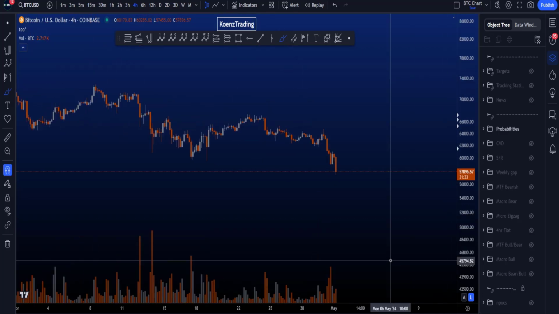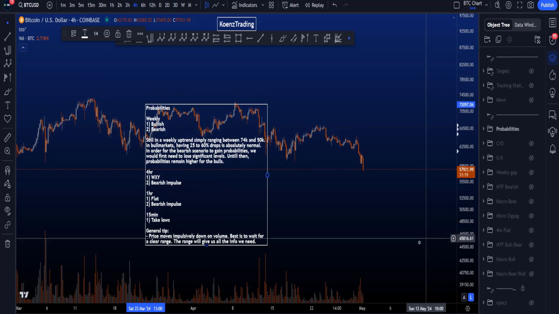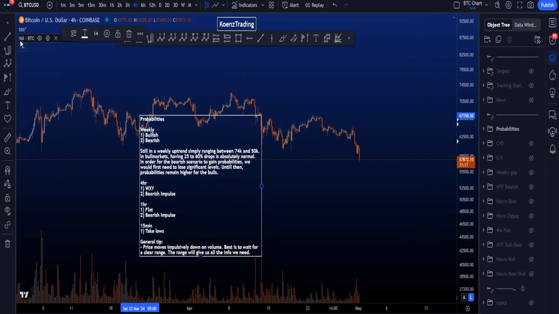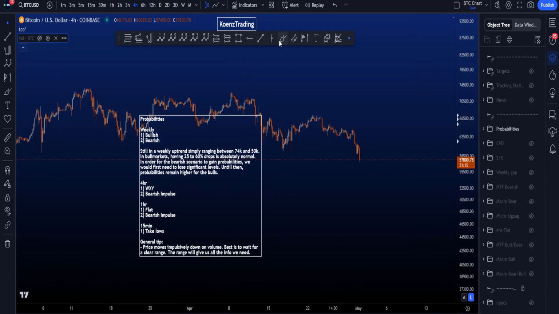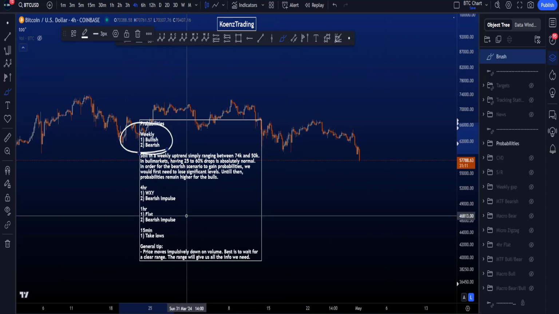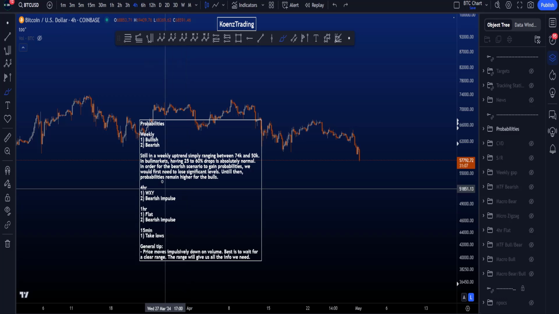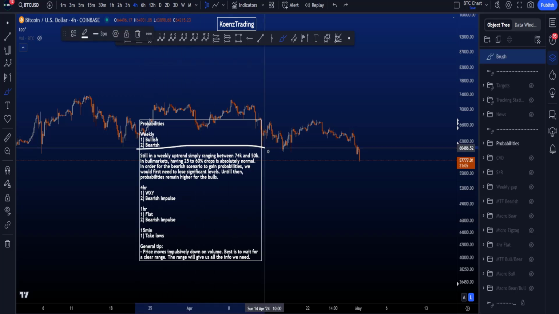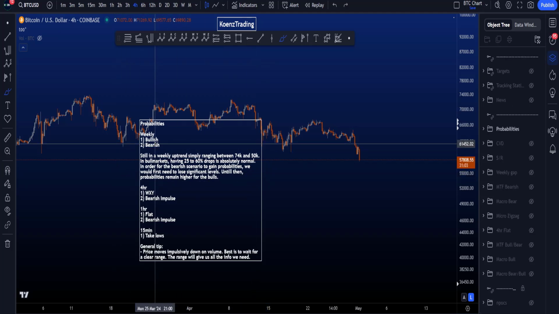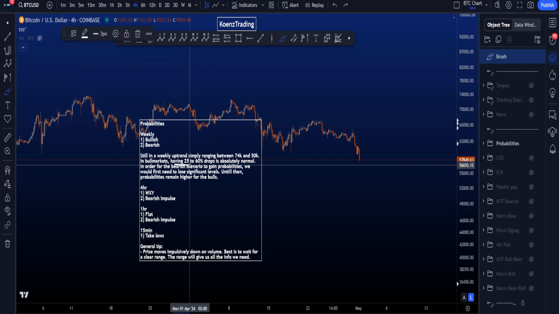So if we then go to the probabilities of the different scenarios, then as it stands on the weekly time frame, the probabilities remain higher for the two bullish scenarios, right? Either or. And on number 2, we have the bearish scenario. We are currently still in a weekly uptrend, simply ranging between 74 and 50k, and in bull markets, having 25 to 60% drops is absolutely normal.